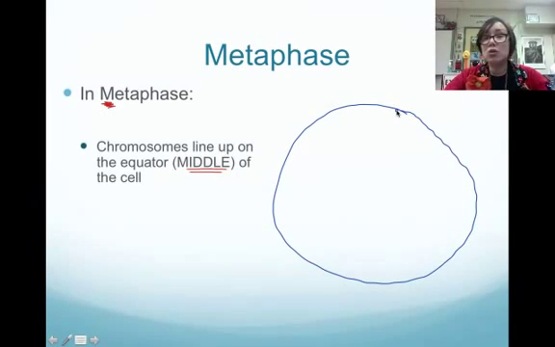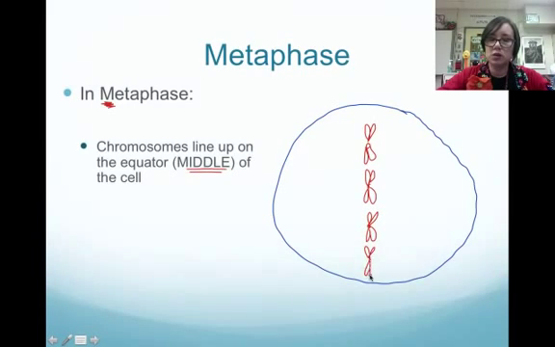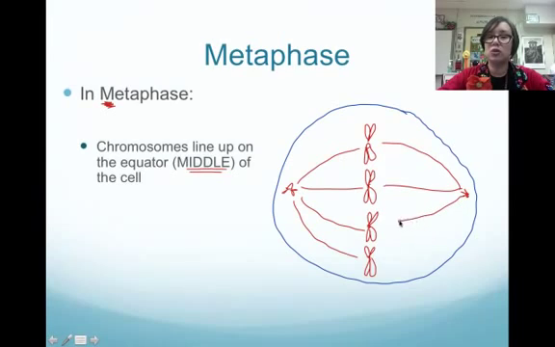So at this point, my nuclear envelope has completely disappeared, but my chromosomes are going to start to do this interesting dance, and they're going to arrange themselves along the middle, or the equator, of the cell. So here are 4 chromosomes. They're arranged along the middle, and we have our spindle fibers now that are starting to attach to our chromosomes, specifically to the center, or the centromere, of our chromosome. So again, metaphase, middle. That's the easiest thing to remember.